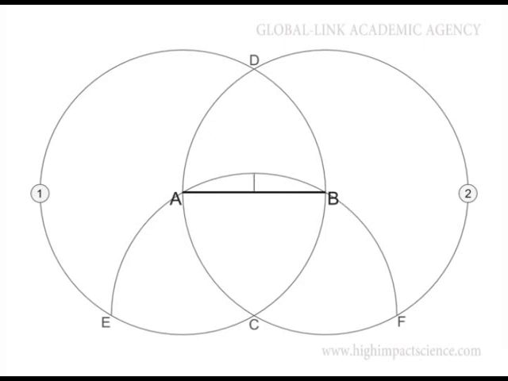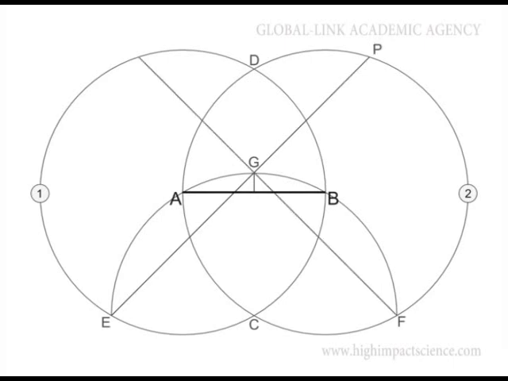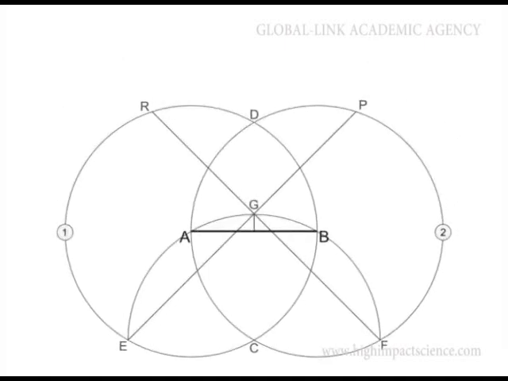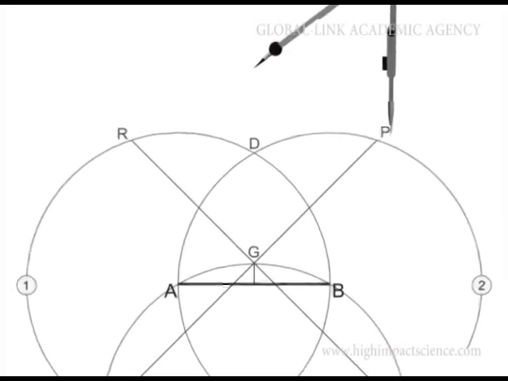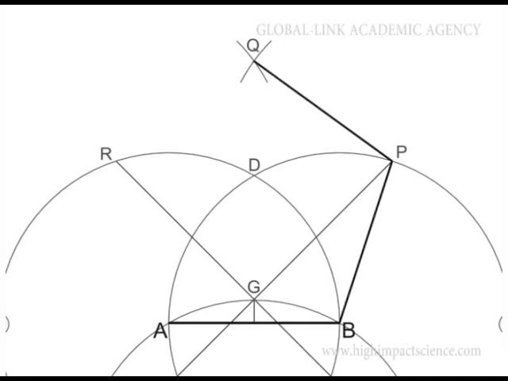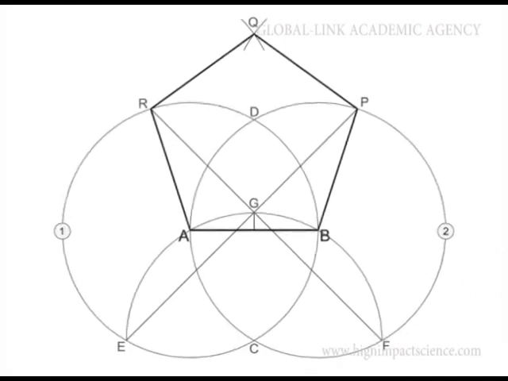Draw a perpendicular bisector of AB, which cuts arc EF at G. Now draw line EG long enough to cut circle 2 at P. Equally, line EG is extended to cut circle 1 at R. With P and R as centers and AB as radius, draw two arcs intersecting each other at Q. Finally, draw the lines connecting these points to complete the pentagon.